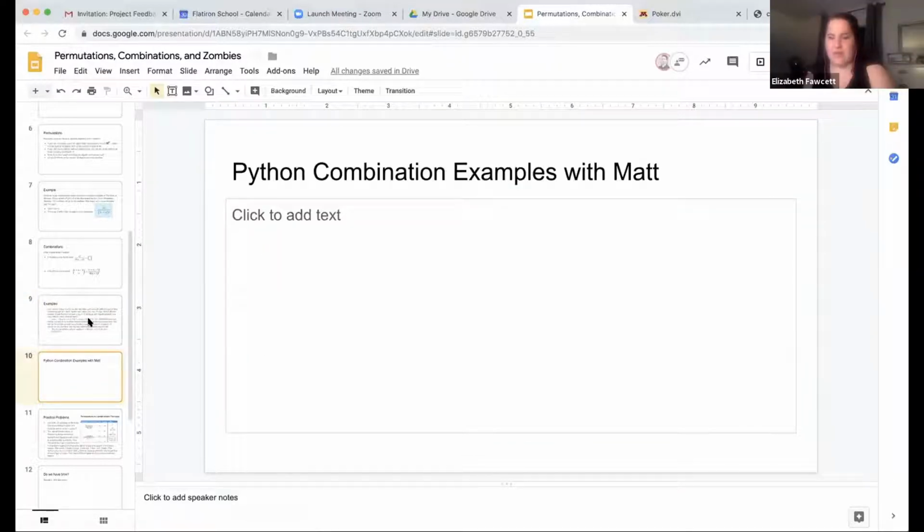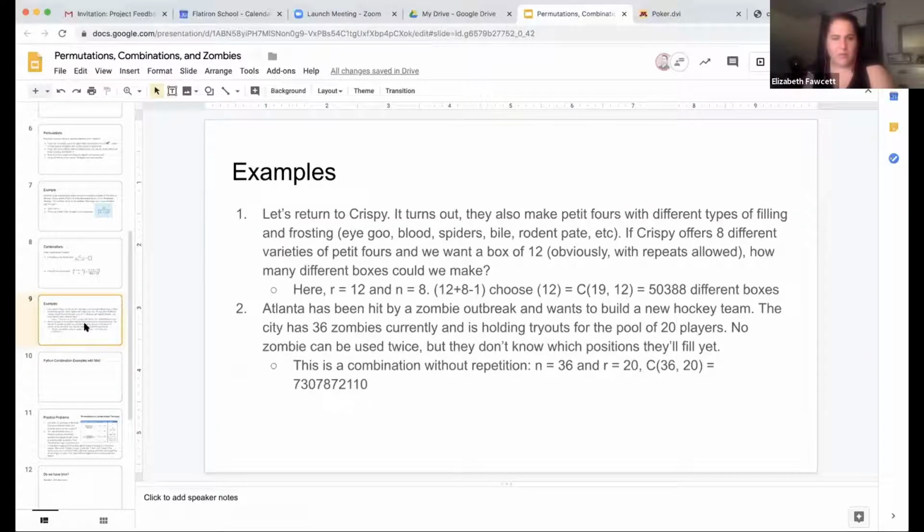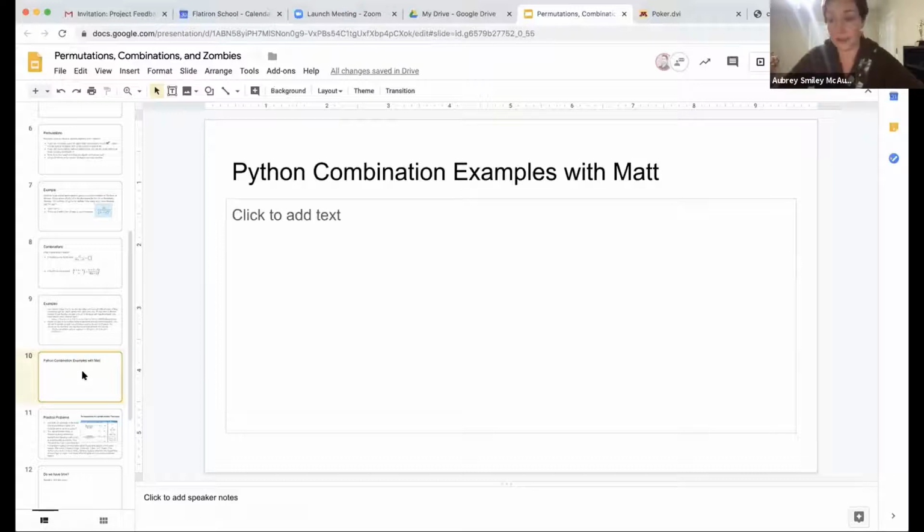Yeah, that would be really helpful. Okay. Yeah, I can look for that. Actually, I can look for it now while Matt covers how to do this in Python.